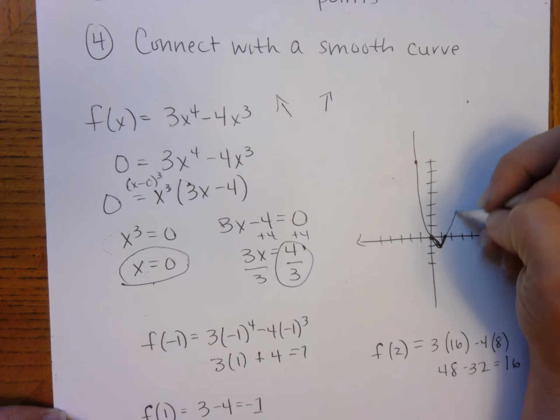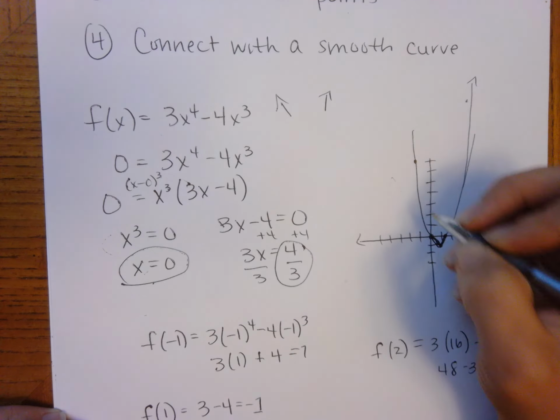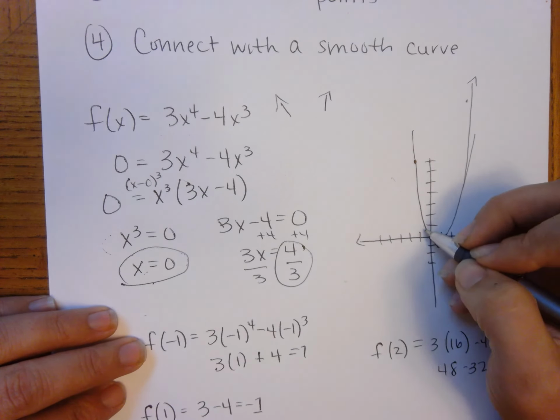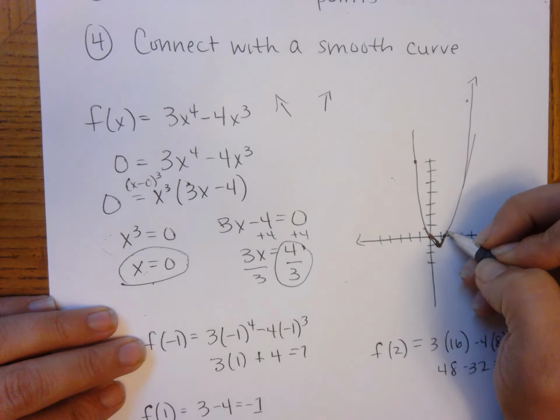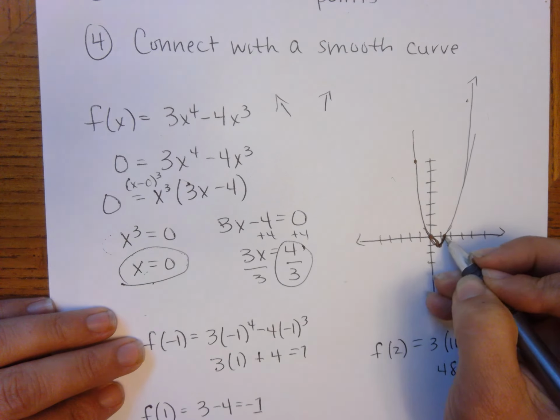Now I've done a very poor job of graphing this, but I know I'm going to have this 0 here, this 0 here, and this little piece in here kind of does this little curve thing. It shouldn't look pointed. It should look much smoother than that.